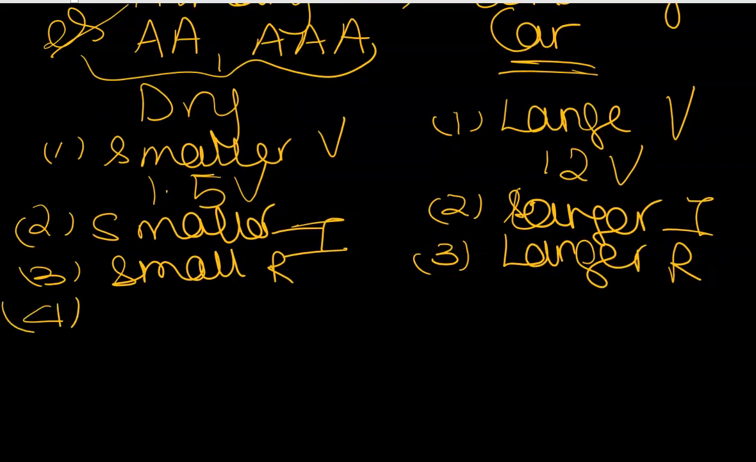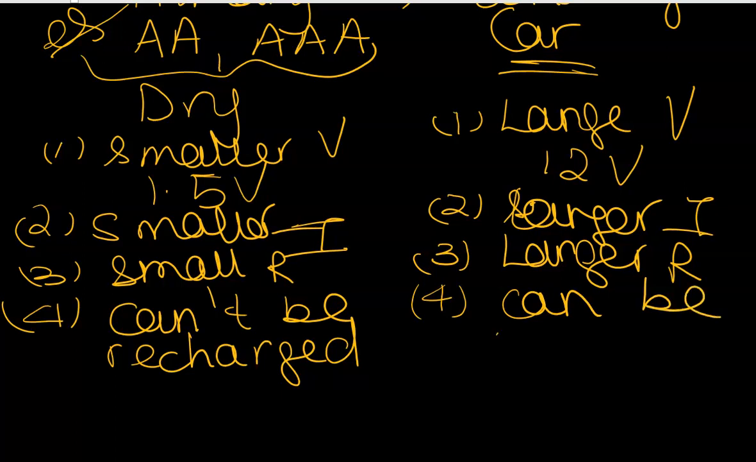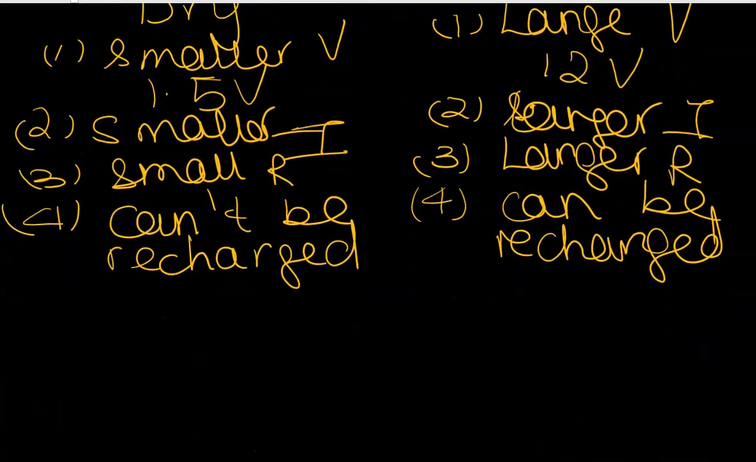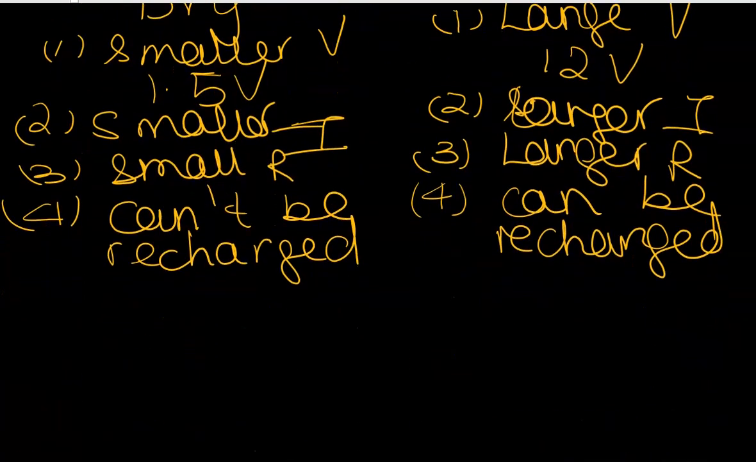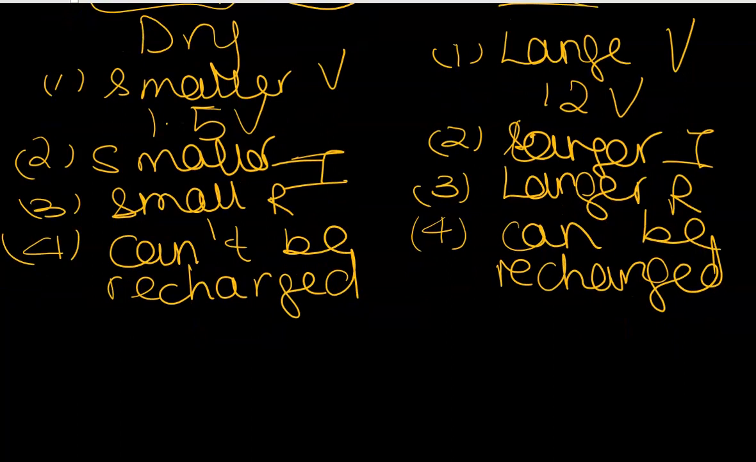Next, these cannot be recharged. So when you use it and it's done, there's no more energy, you could throw it away. But these can be recharged, like how you could jumpstart a car. That is what a secondary cell is used for. So you could note that the primary cell cannot be recharged, but your secondary cell can.